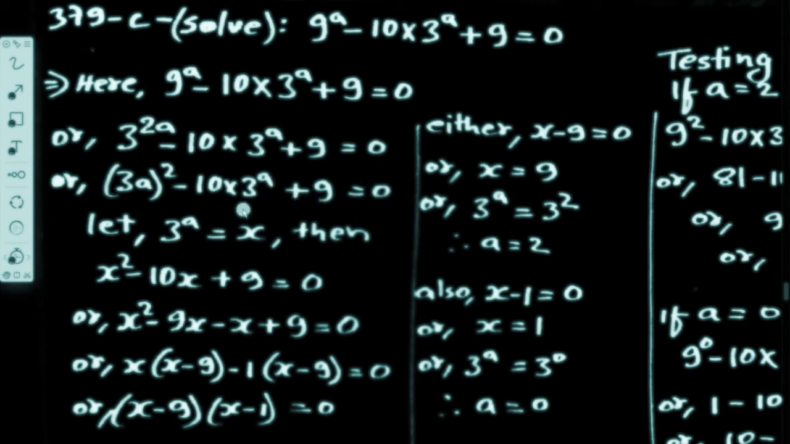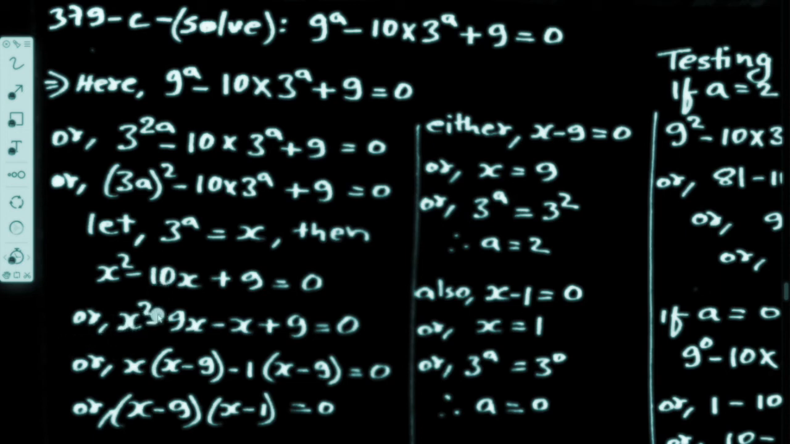Now to make our calculation easy, to make our process easy, we should replace 3 power a as x. Let 3 power a equal x. Then here 3 power a whole square means x square, minus 10 into 3 power a, it means 10x, plus 9 equals 0. Now this comes as an expression. Now this expression should be factorized to get our required value.